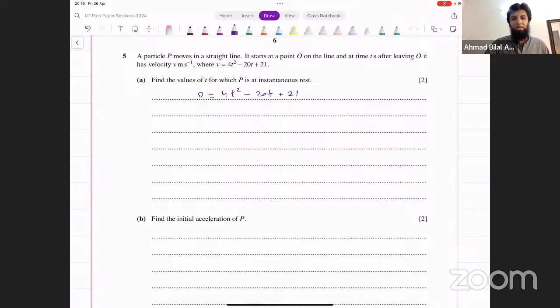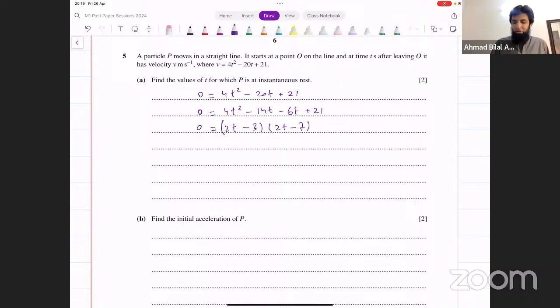Now, you can't write down the answers directly. You have to show working. You can either use quadratic formula or see if factorization is possible. In this case, you have 84. 16 and 4 are not going to work. 14 and 6. Yeah, 14 and 6. So we can do factorization here. 4t squared minus 14t minus 6t plus 21. We get two factors from that: 2t minus 3 and 2t minus 7.